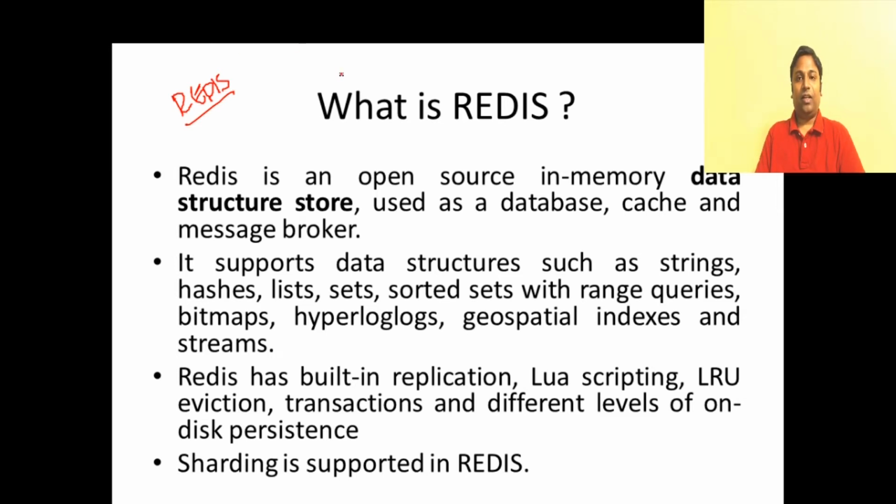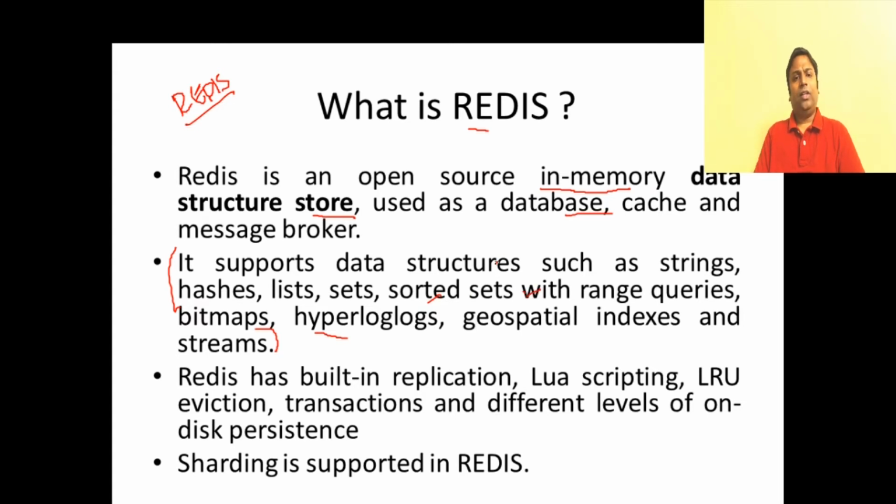Redis is nothing but an in-memory database, very important. It is used as a database, a cache, and also as a message broker. A message broker is used for communication between two applications, the publisher-subscriber model. And as I told you, it is a key value data store that supports a lot of data structures like strings, hashes, lists, sets, and sorted sets. These are some of the data structures supported by Redis, and we'll be learning some of them here.